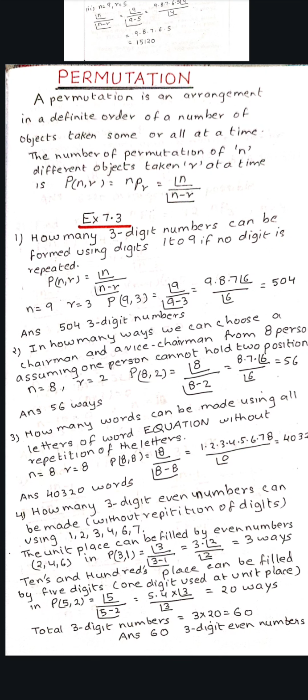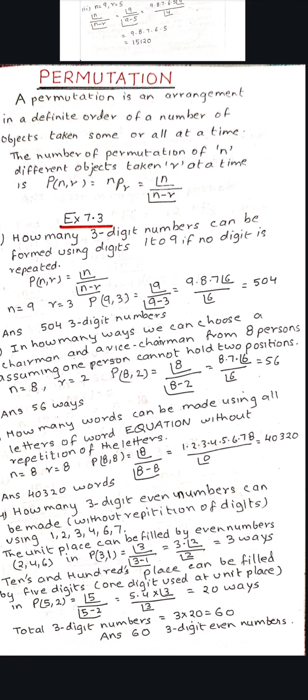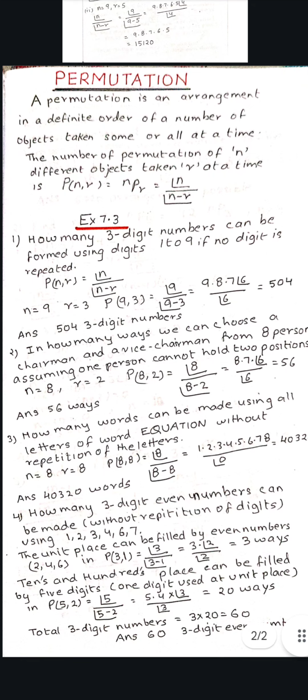Third question is, how many words can be made using all letters of the word equation? We have 8 letters in word equation and we are using all the 8 letters. We find P(8,8), factorial 8 upon 8 minus 8, that is 0 factorial. The value of factorial 8 is 40320. So there are 40320 words possible.